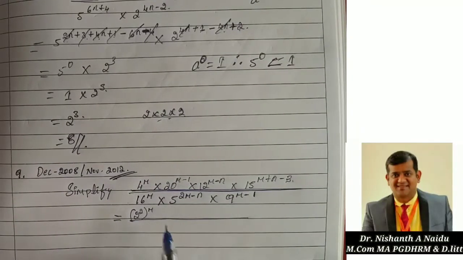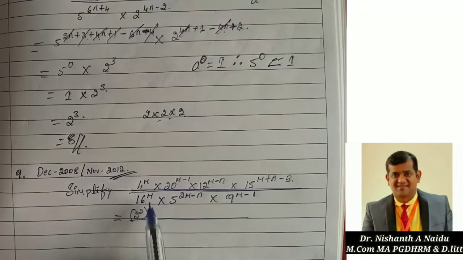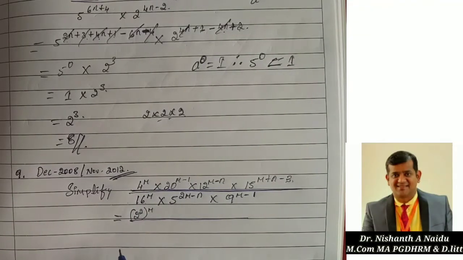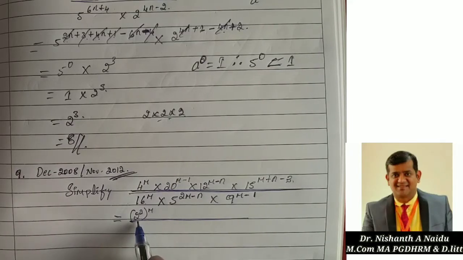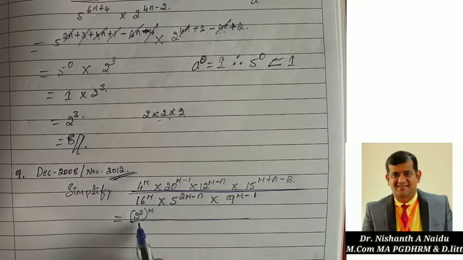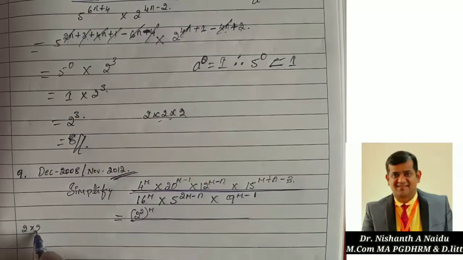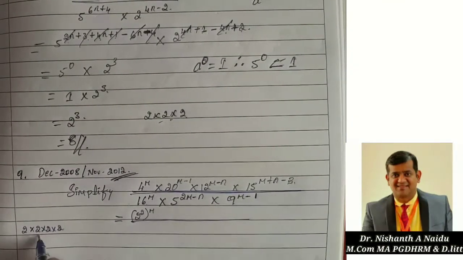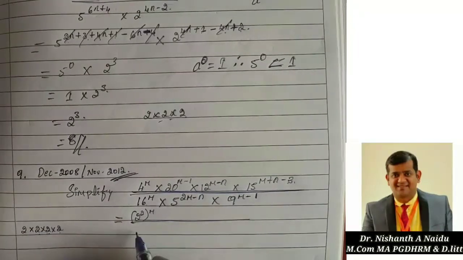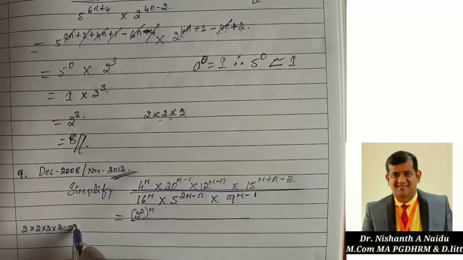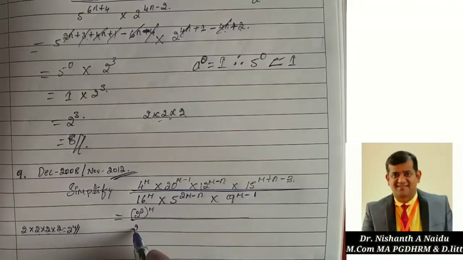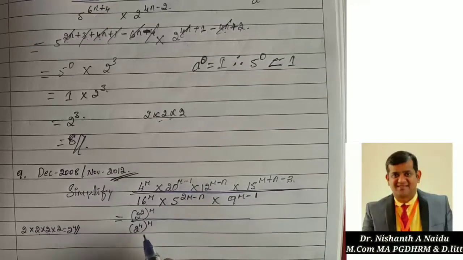At the same time, at the bottom I have 16 to the power m in the denominator. So 2 2s are 4, 4 2s are 8, 8 2s are 16. That means 2 to the power 4. So 16 will become 2 to the power 4 whole power m.